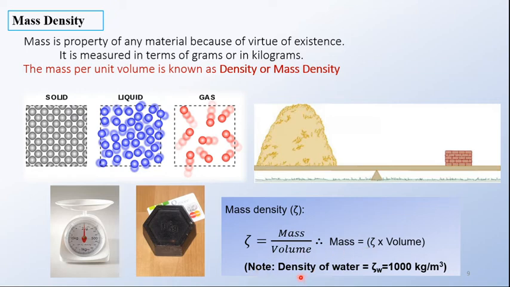Note the density of water, which is represented by rho with the suffix W, is equal to 1000 kg per meter cube. And if you simplify the units over here, you can see that it is 1 gram per cc. So 1 gram per cc or 1000 kg per meter cube is nothing but the density of water.